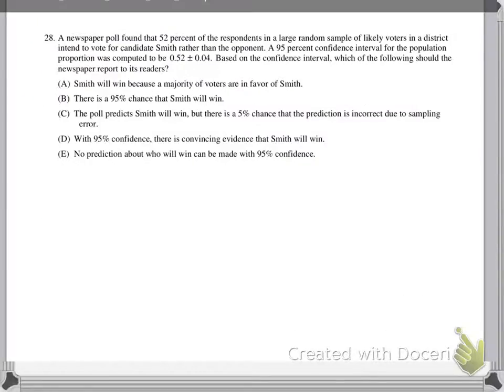Okay, this number 28, I might have had this one on the test. I don't know. So if this is my confidence interval, if I subtract 4, I get 0.48. And if I add 4, I get 0.56, okay?